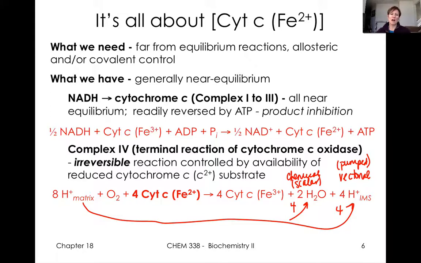We don't get to something that's far from equilibrium until we get to cytochrome C, which moves electrons between complex 3 and complex 4. That's why we have the title of this slide: it's all about cytochrome C. It's how much of that hydrophilic mobile carrier is in its reduced form that determines the extent of flux through the electron transport chain. If there's lots of cytochrome C in its reduced form, that's going to be an activator of electron transport. Similarly, if there's not a lot, we're going to have low flux through electron transport.